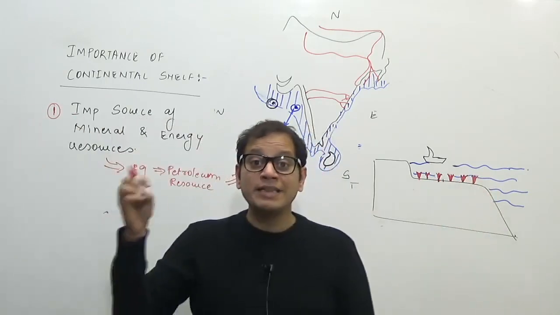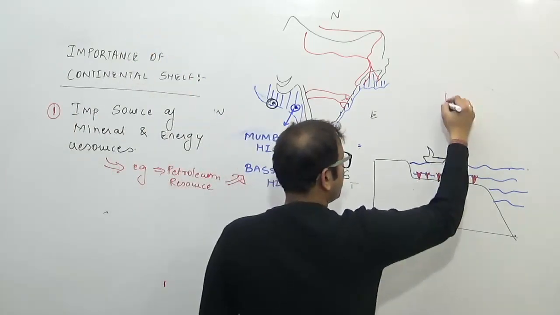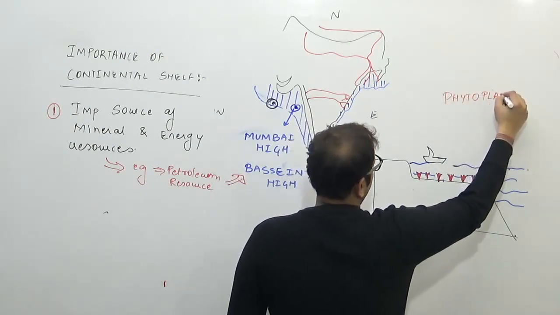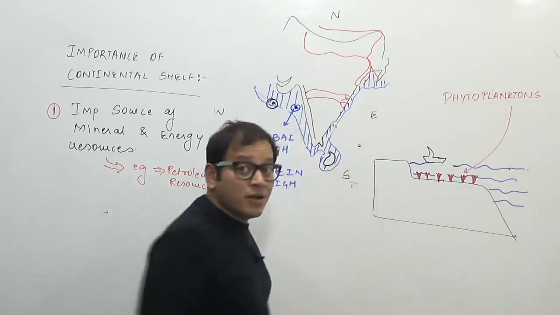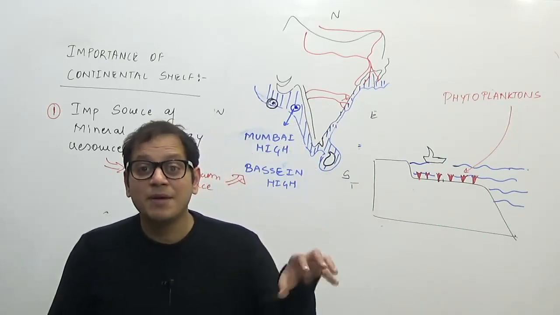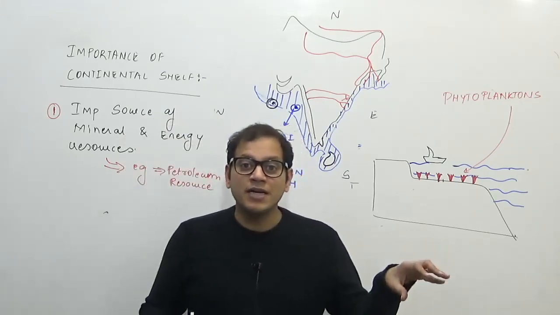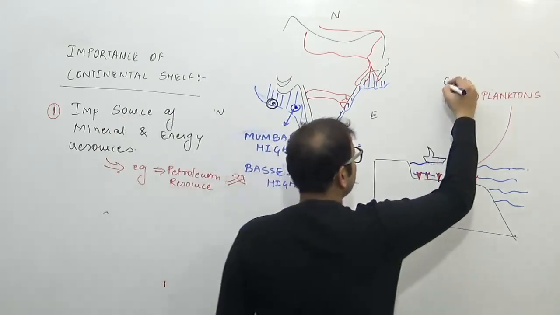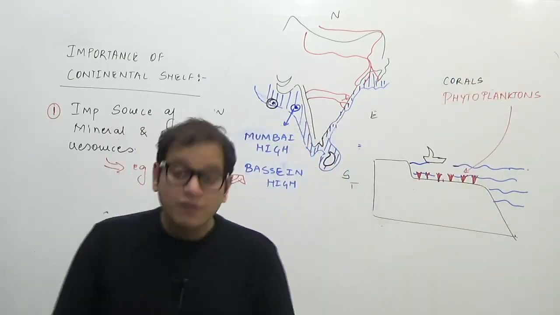These plants grow in the areas where the sunlight can penetrate. Therefore, these plants are known as phyto, that means sunlight planktons. Now, these phytoplanktons can grow only up to the depth of 200 meters because sunlight can penetrate only up to the depth of 200 meters. Corals also require sunlight for photosynthesis. So, corals also can grow only up to the depth of 200 meters. That is the area which is a photic zone.